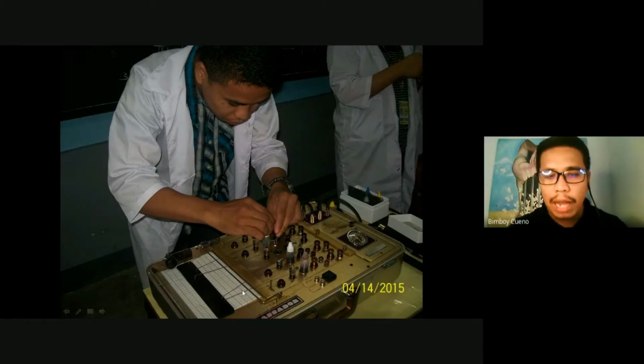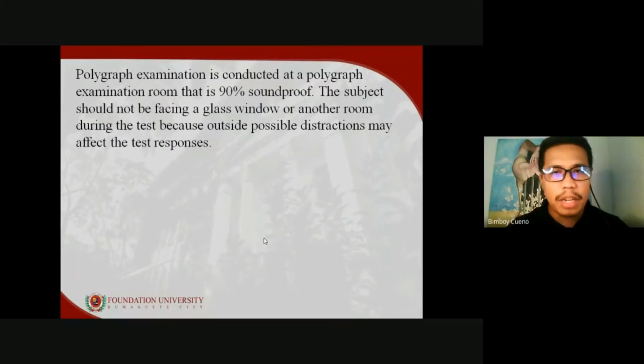Okay? So lay og color per pen ang sa polygraph machine. So kung muni cardio, lahi ang color sa cardio, lahi ang color sa pneumo, lahi pud ang color sa galvanograph.